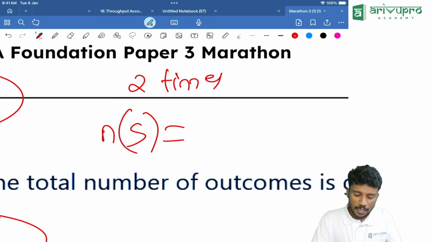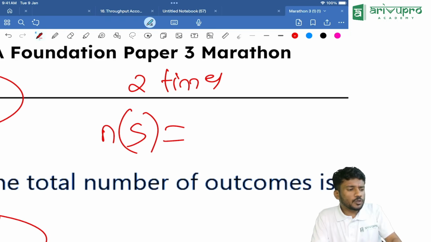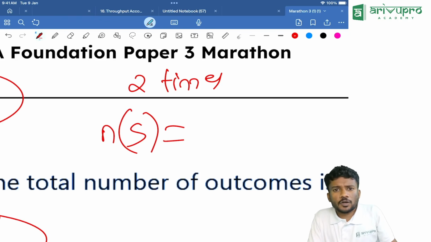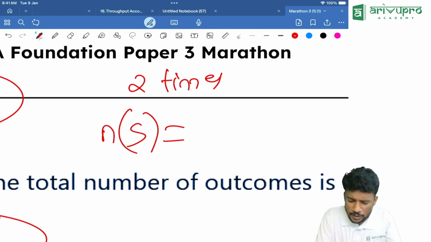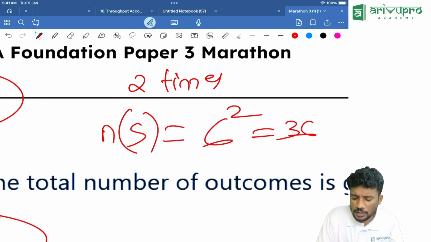Okay. Yeah. n of S, what is it? 2 times. A die is thrown 2 times. What is it? 6 square, which is 36.